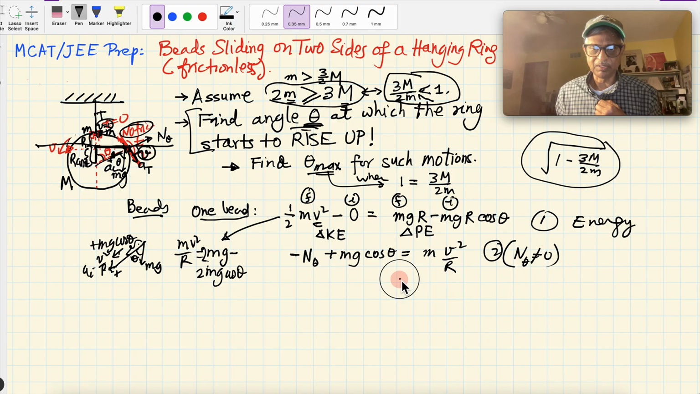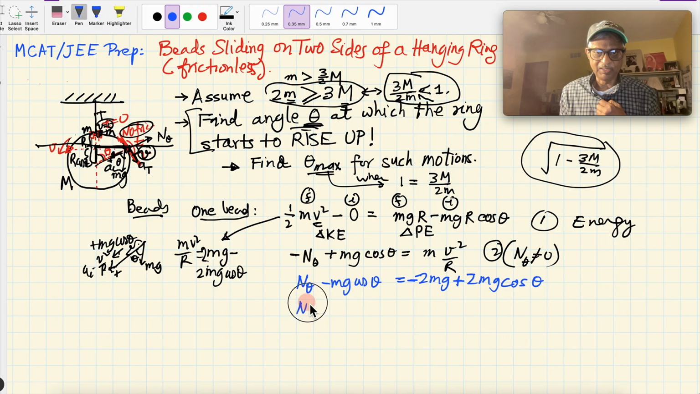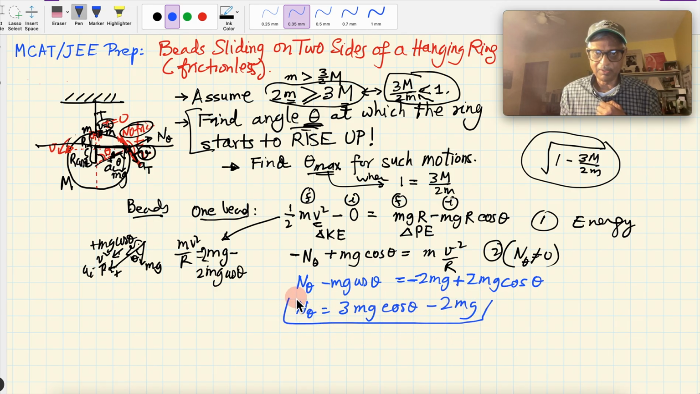So this right side will become 2mg minus 2mg cosine theta. If you do everything with a minus sign, so N theta minus mg cosine theta, then this becomes minus and this becomes a plus. So N theta just becomes 3mg cosine theta minus 2mg.